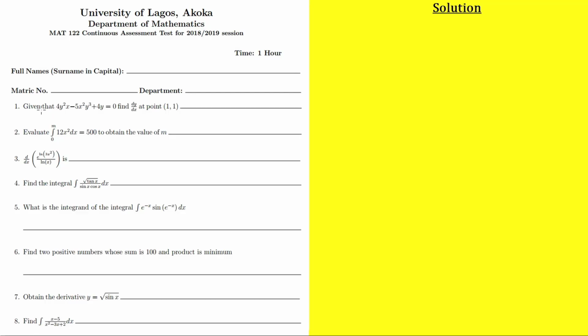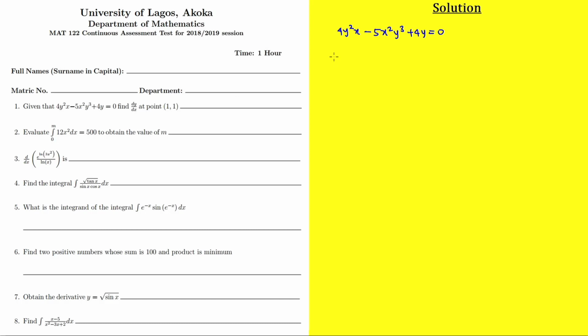Question 1. It said, given that 4y squared multiplied by x minus 5x squared multiplied by y cubed plus 4y is equal to 0, find dy/dx at (1, 1). So here we are given that 4y squared multiplied by x minus 5x squared multiplied by y cubed plus 4y is equal to 0, and we want to find dy/dx at point (1, 1).